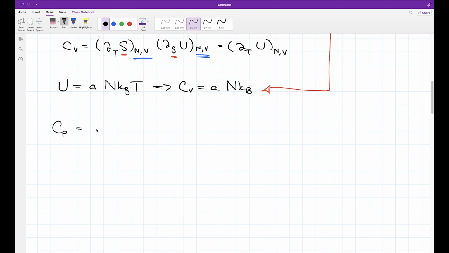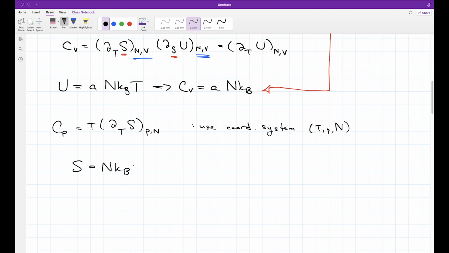Okay, so Cp is equal to T times the partial with respect to T of S while fixing P and N. Good. So what coordinate system should we work in? Well, we have T being the thing with respect to which we're taking the derivative, and then we have P and N. So this implies coordinate system T, P, N. Excellent.